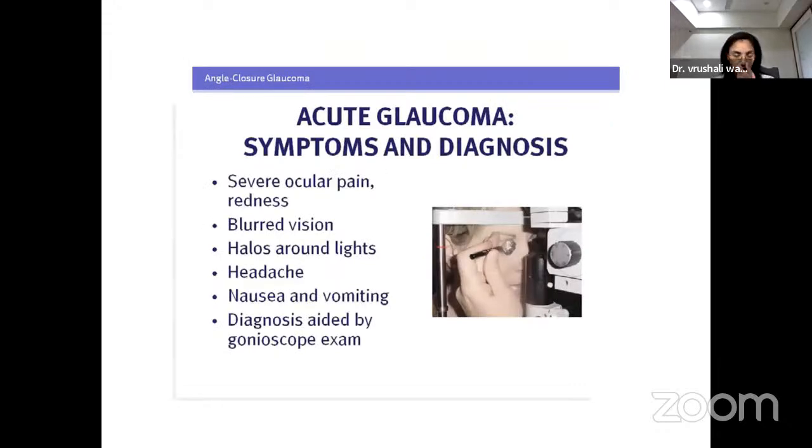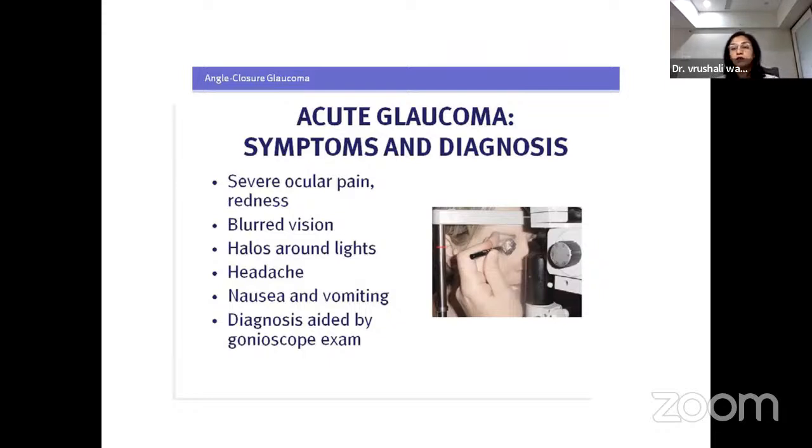So how we can diagnose angle closure glaucoma at an early stage is with the help of gonioscopy. I have already explained how a normal angle looks, which structures are visible in an open angle, and which structures are not visible in an angle closure or narrow angle glaucoma. So if there is an angle closure glaucoma suspect, then we can do a prophylactic peripheral iridectomy at an early stage.